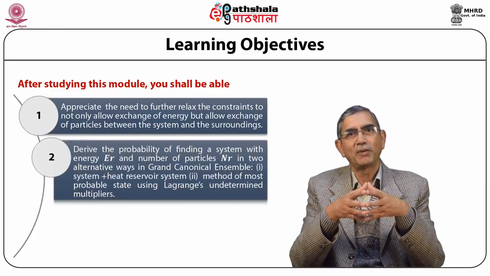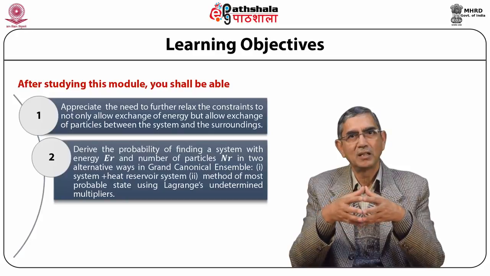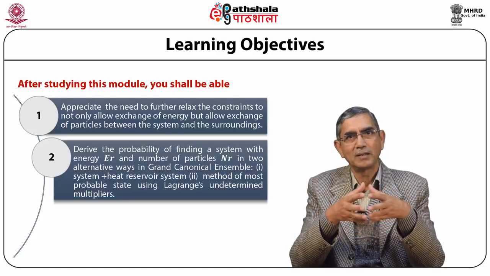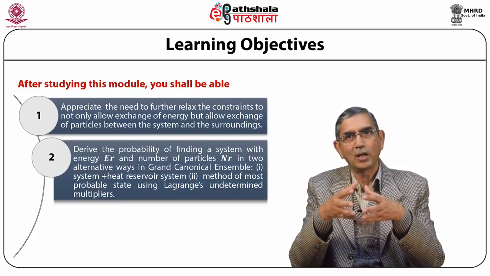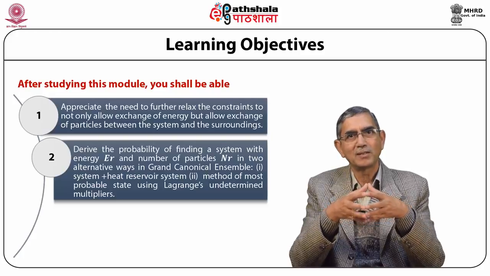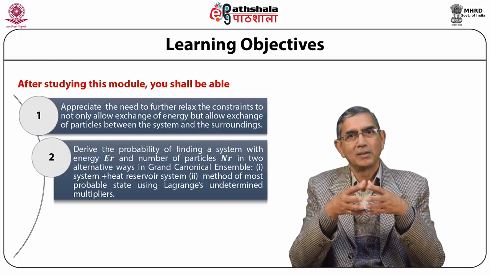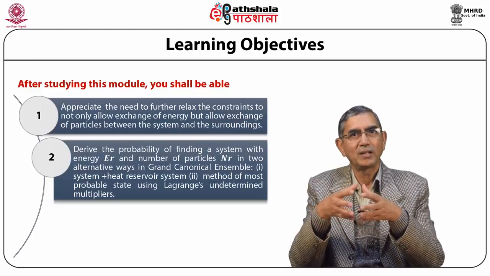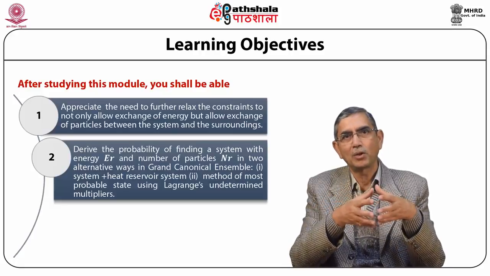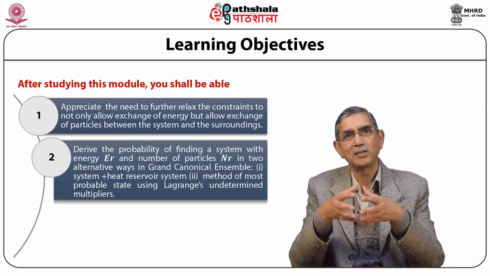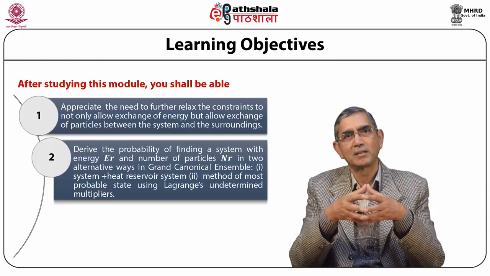Derive the probability of finding a system with energy E and number of particles N_r in two alternative ways in Grand Canonical Ensemble: the system plus heat reservoir approach, and the method of most probable state using Lagrange's undetermined multipliers.